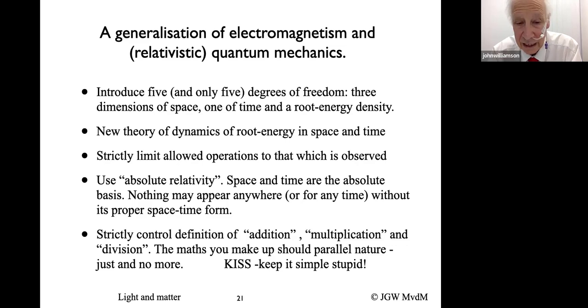But you need to strictly control what you can add, what you can multiply, how that addition and multiplication is defined. The maths you make up has to parallel nature. It can't disagree a little bit here and there and then be made to agree somewhere else, as is often the case in many of the theories that we see coming past our noses. It has to parallel nature precisely, just and no more. And the tests of this theory are manifold, and they are that they have to precisely parallel nature. Otherwise, it isn't a solution to Hilbert's sixth, is it? And if it isn't, I just have to try harder. So please try and knock it over. That would be fun. One needs to keep it as simple as possible.